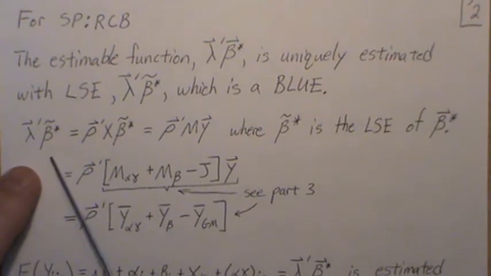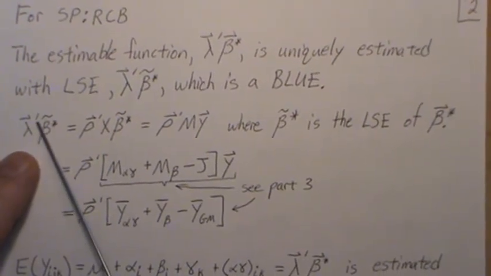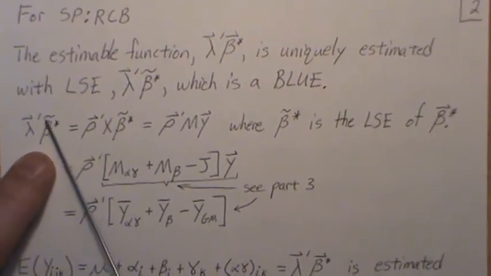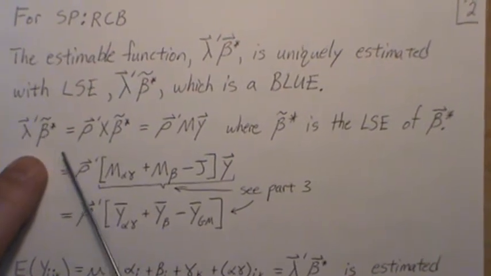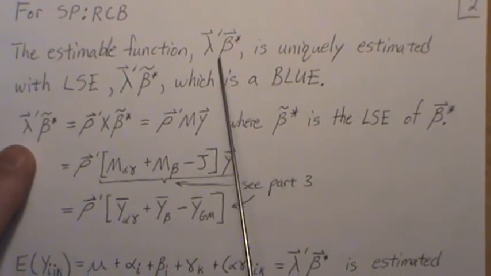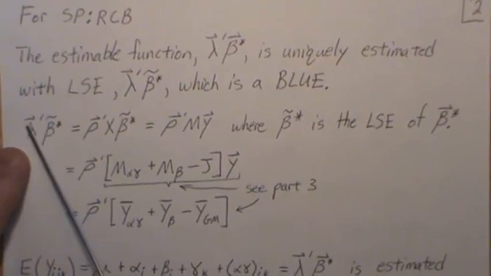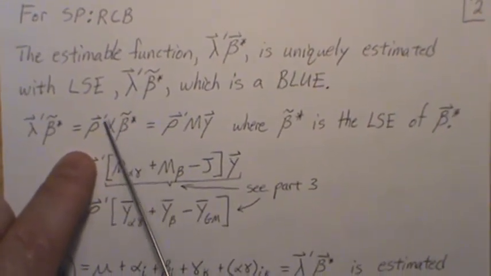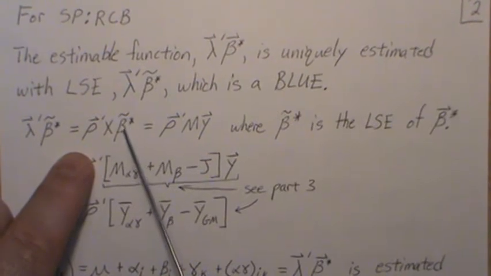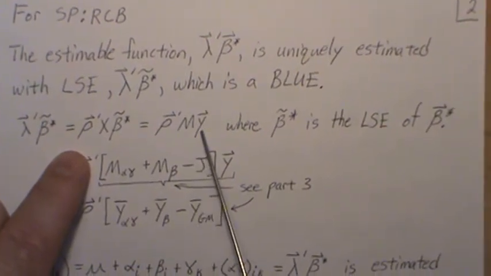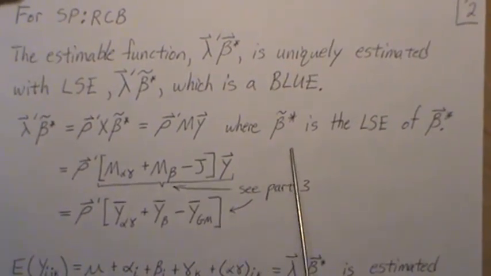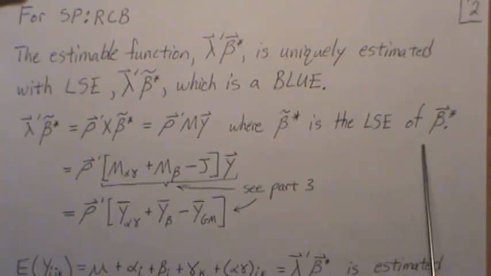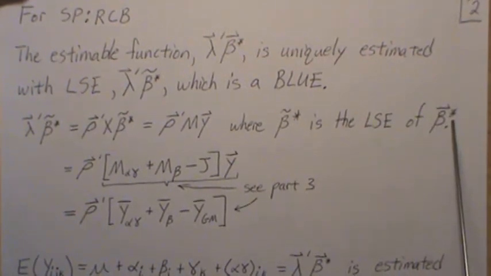So let's look at it in a little more detail. So lambda transpose beta star tilde. So that's the least squares estimate. Now since we know it's estimable, this lambda has to be part of the row space, right? But then we know that this, because it's the least squares estimator, is equal to my, where beta star tilde is the least squares estimate of beta star.